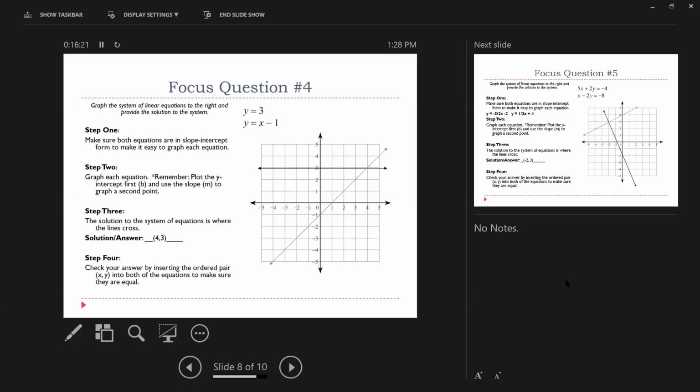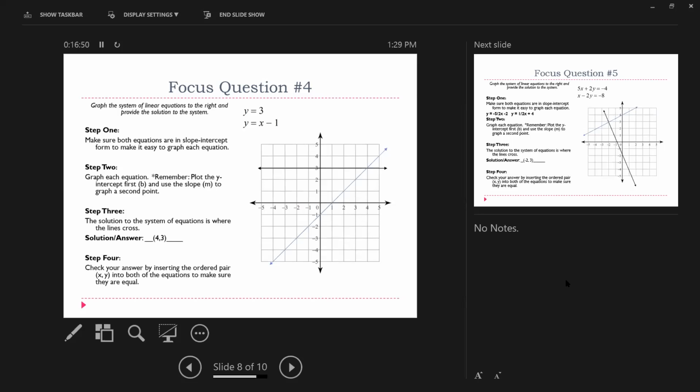Now here's a focus question that's already been solved. Y equals 3 and y equals x minus 1. It's a good one to practice the recognition of this horizontal line here at y equals 3.